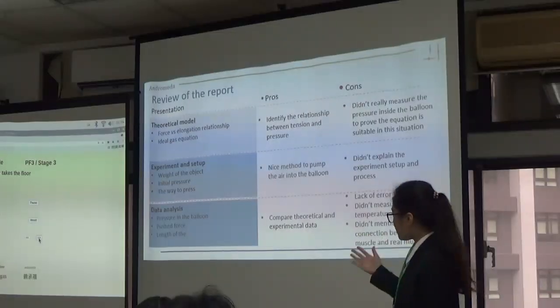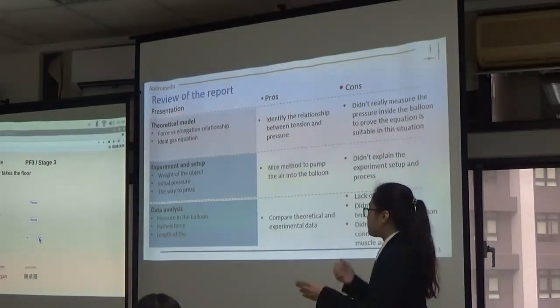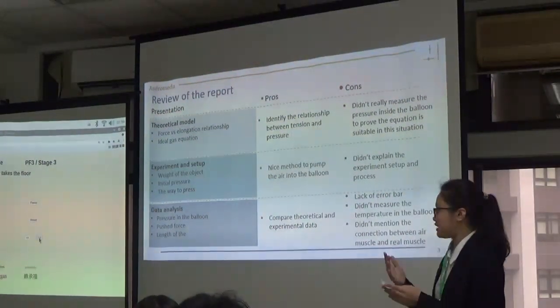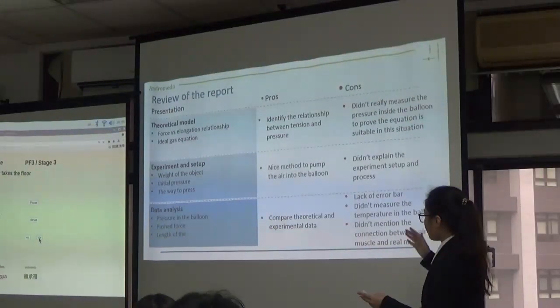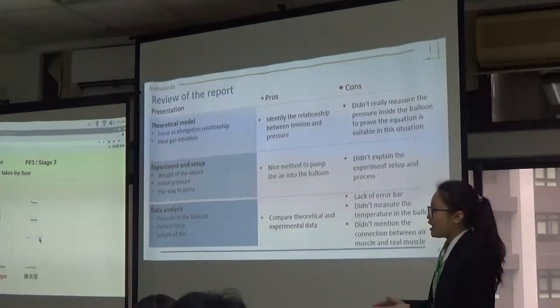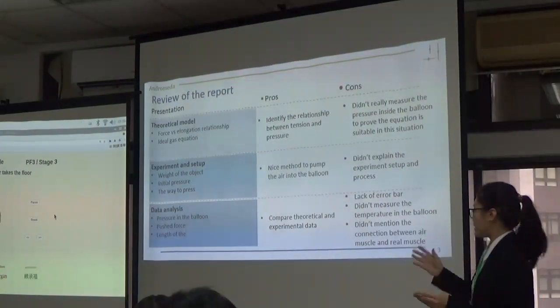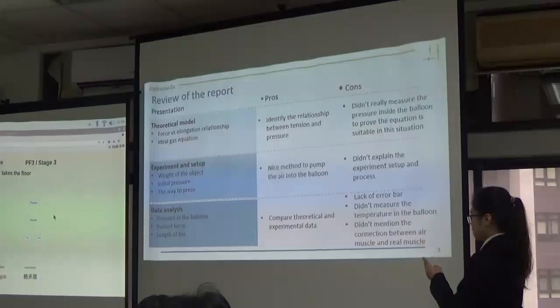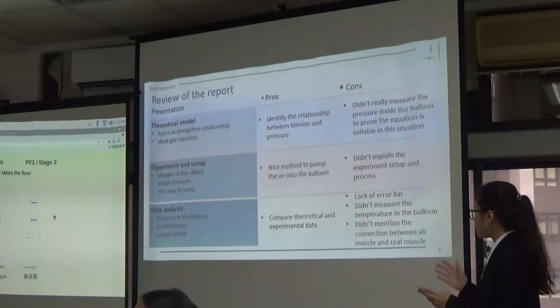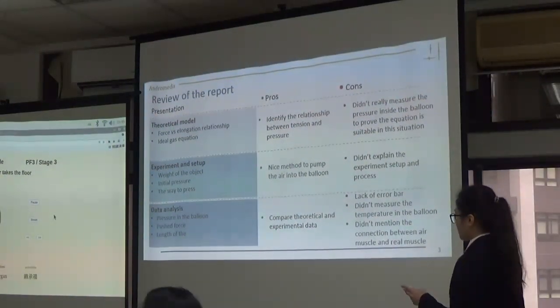And for data analysis, she put the pressure in the balloon, the push force, and the length of the theoretical net. In her process, she compared theoretical and experimental data. However, she lacked error bars, and she didn't mention the temperature in the balloon. I think this is really important in this question. She also didn't mention the connection between air muscle and real muscle.